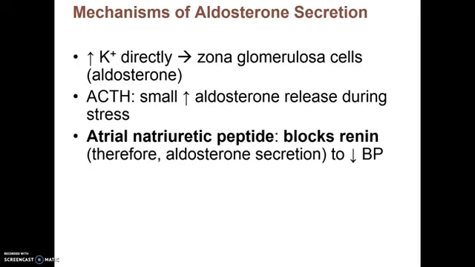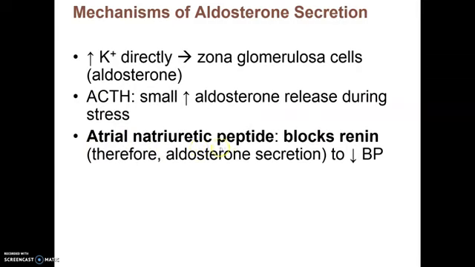So aldosterone secretion: if the potassium level increases, then the aldosterone is released. Adrenocorticotropic hormone is released by the anterior pituitary. A small increase in aldosterone occurs, so ACTH increases the release of aldosterone during stress.